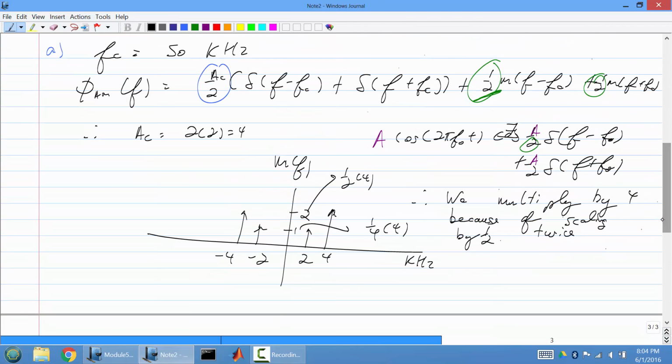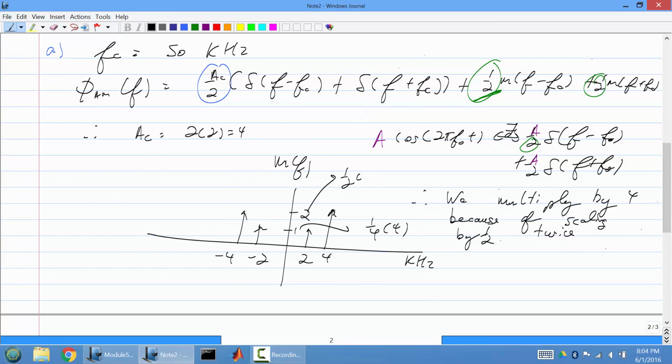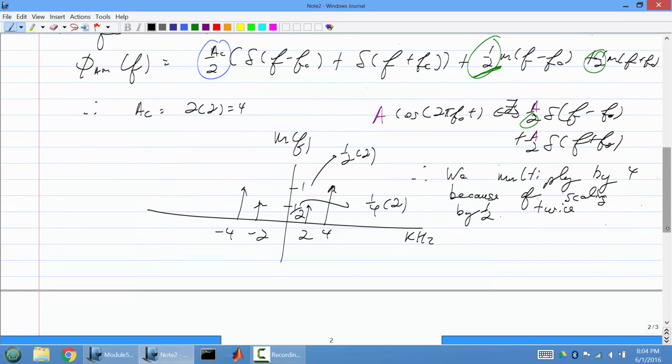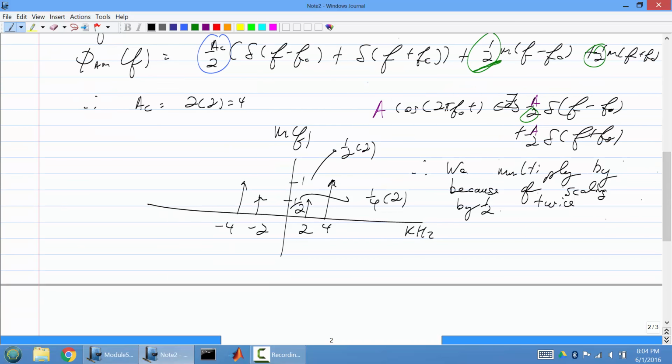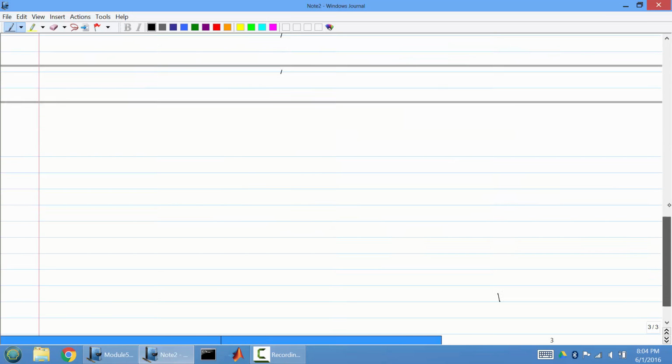The original spectrum is simply multiplied by 2, but if you want to get the original wave back, then you have to multiply by 2 again. So I'm sorry, this is actually 1.5. This is the actual spectrum. So we multiply by 2 because of the scaling by a half due to modulation.